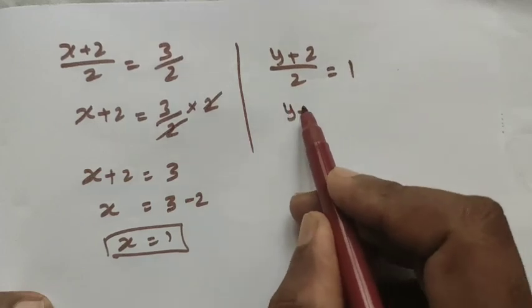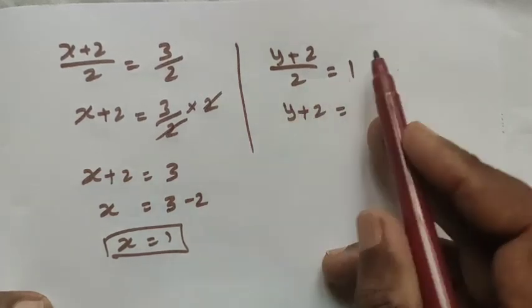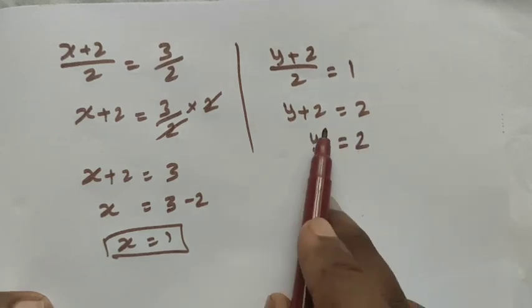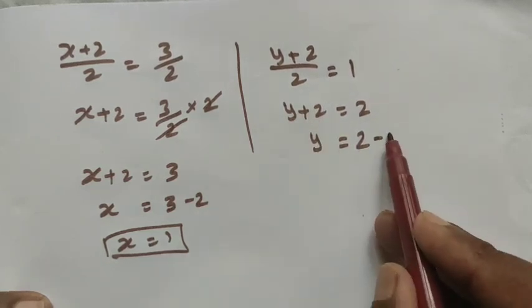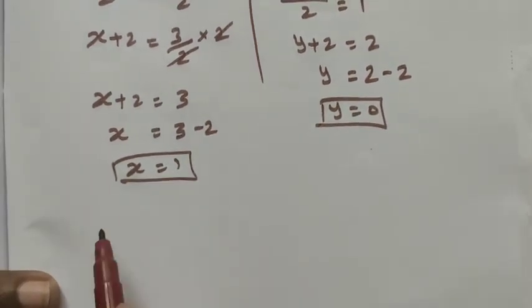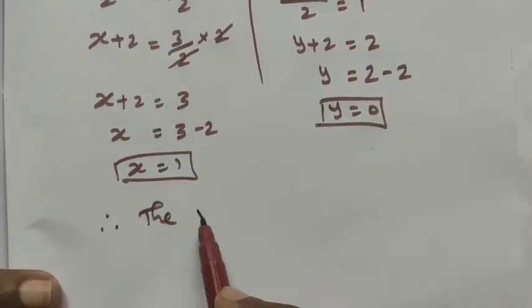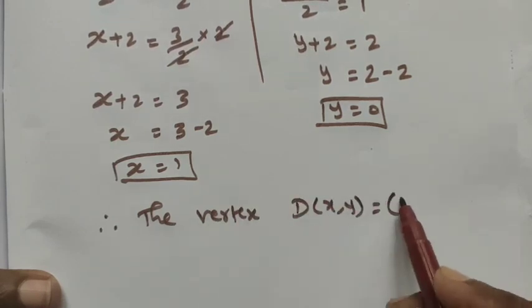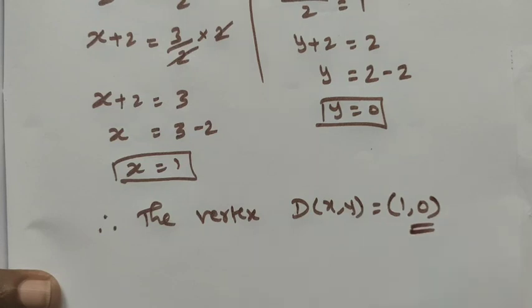Here y plus 2 is equal to 1; I take this 2 to the other side, which means multiply. 1 two is 2. Then y plus 2 is equal to 2. I take this 2 to the other side, we get minus 2. Then y is equal to 0. Therefore the vertex D of x comma y is equal to 1 comma 0, which is the answer.